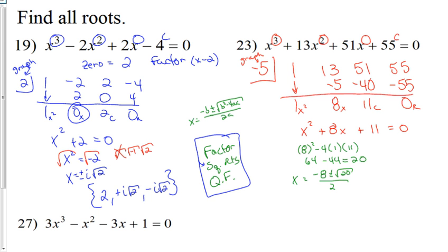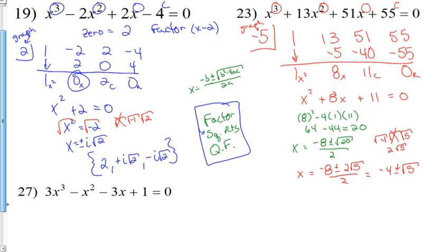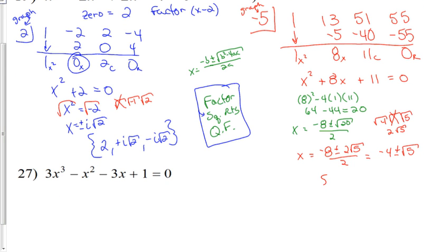So the square root of 20 can be split, 4. There's no negative. So that's 2 root 5. So I end up with negative 8 plus or minus 2 root 5 all over 2. And now we can simplify. The 2 can go into the 8 and the 2. Negative 4 plus or minus 1 root 5. So our final answers, the braces, are negative 5, negative 4 plus root 5, and negative 4 minus root 5.